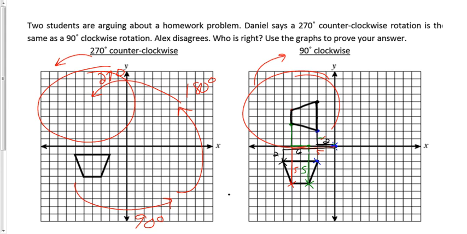I would like you to pause the video and actually calculate that one yourself. So please pause the video now and complete this first 270 counterclockwise rotation. Pause, please.